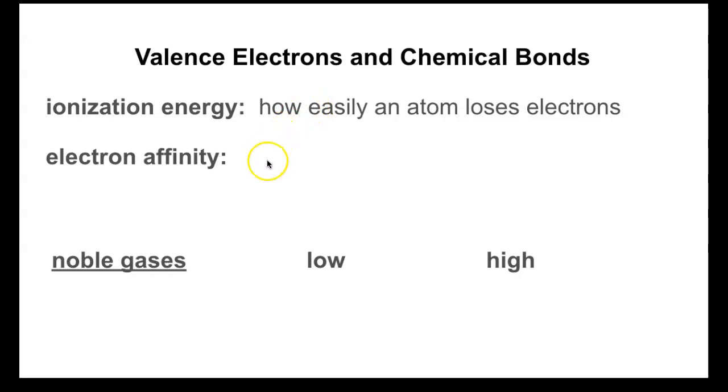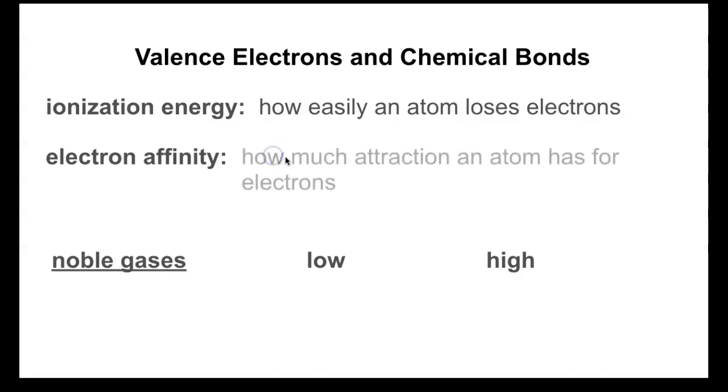Electron affinity is kind of the opposite. Electron affinity is a measure of the attraction an atom has for electrons. If you think back to the last lesson that we had, Module 5, Lesson 3, they used the term electronegativity. Electronegativity was a measure of an atom's attraction for electrons. Electron affinity is very similar. It's how much attraction an atom has for electrons. They're almost interchangeable.